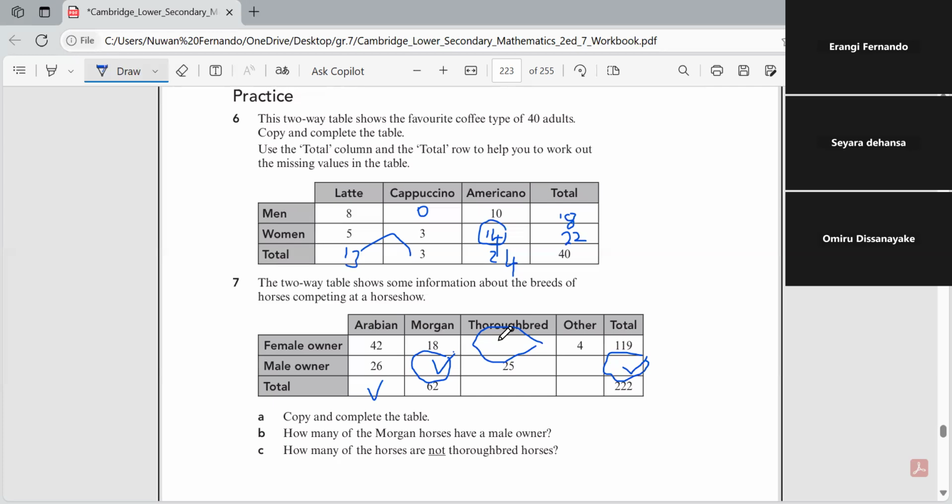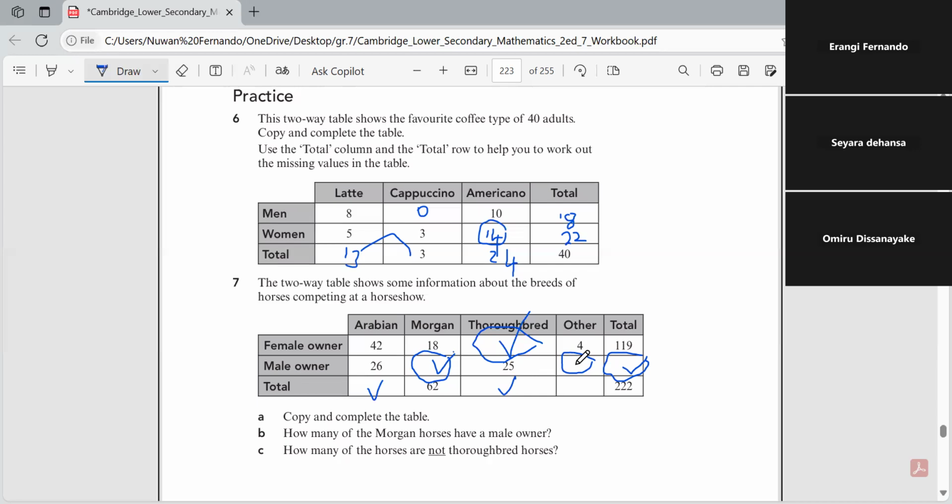55. Right. Okay, so if you know this one, we can get the total, right? 55 plus 25. 80. Okay, then how to get the male owners other? 26 plus 44, then we have to minus by 103. What should be the answer then?